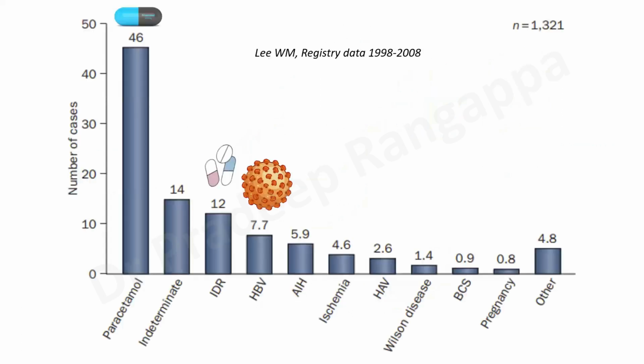This is US data of 1,321 patients. The commonest cause of liver failure there was found to be paracetamol. In India, I'm told it is viral hepatitis causing liver failure, which is more common. And as you see, the second most common is indeterminate. The third is idiosyncratic drug reaction with other drugs. And hepatitis B was the fourth commonest cause.